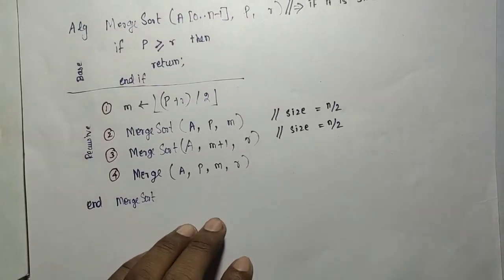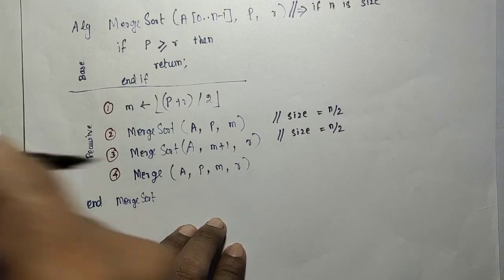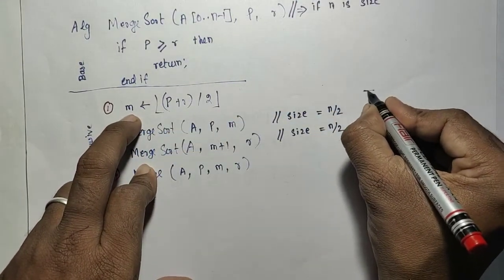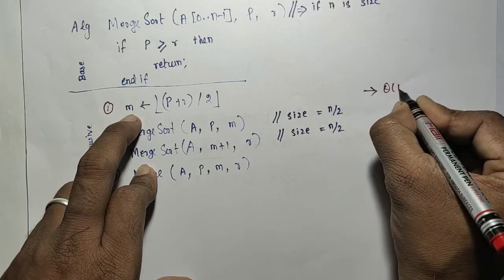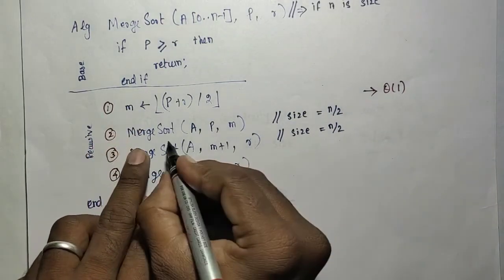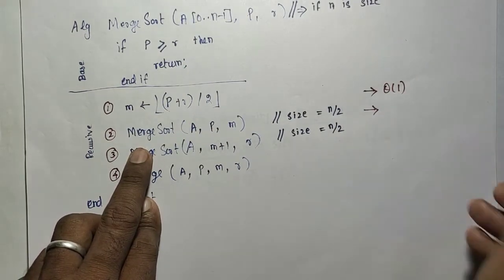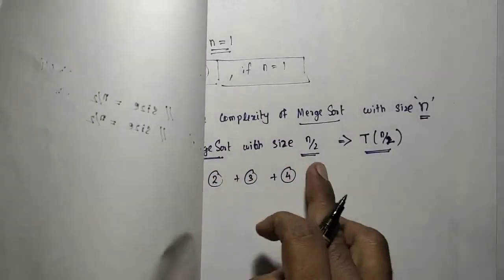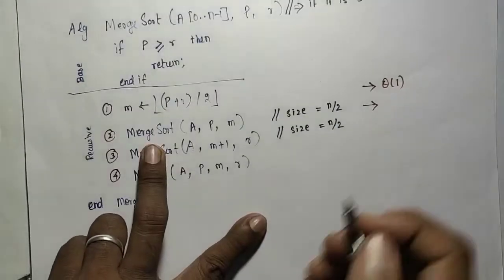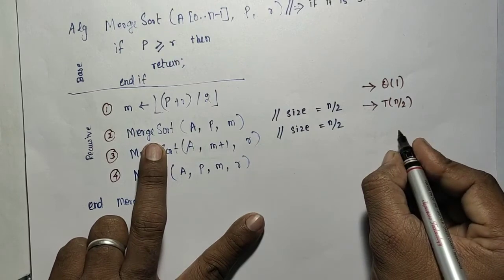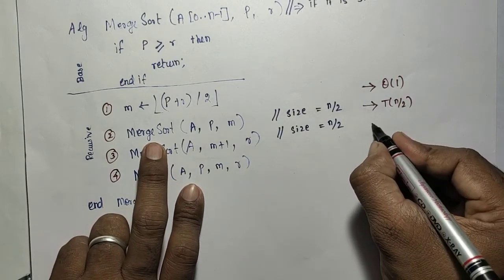The complexity of 1 will be just one statement, so this complexity is theta of 1. And here the size is N by 2, so this complexity will be T of N by 2. So the merge sort algorithm with the size N by 2 is T of N by 2. So this is the unknown complexity. We don't know it right now.